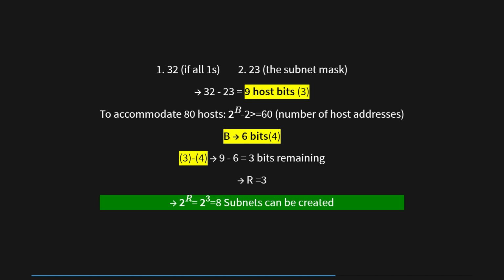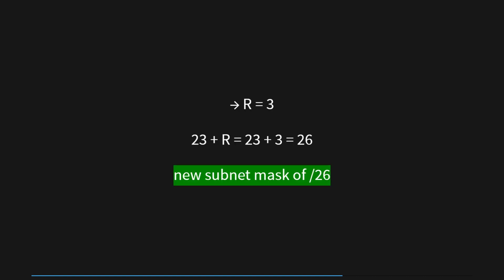We borrow the first 3 host bits to create as many subnets as possible. 2 to the power of 3 is equal to 8 subnets. Step 2. The original subnet mask is /23, 255.255.254.0.